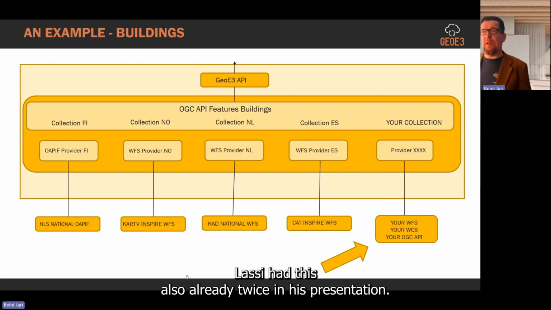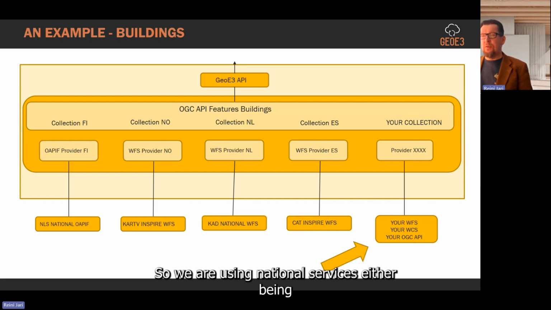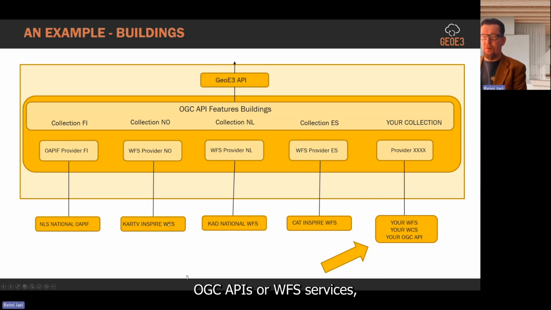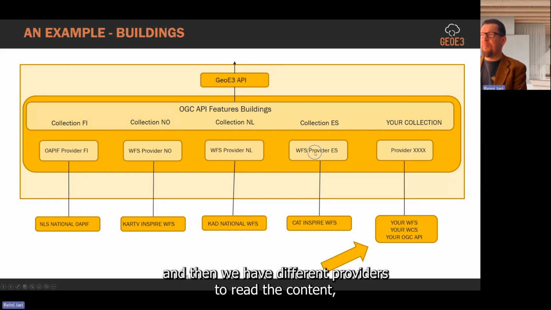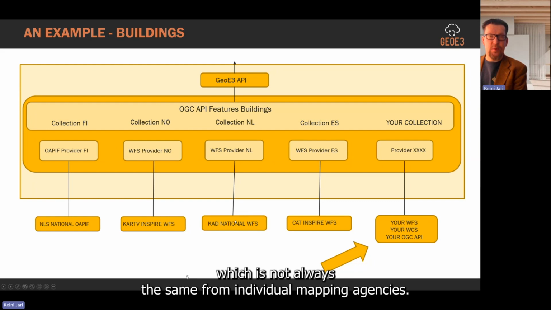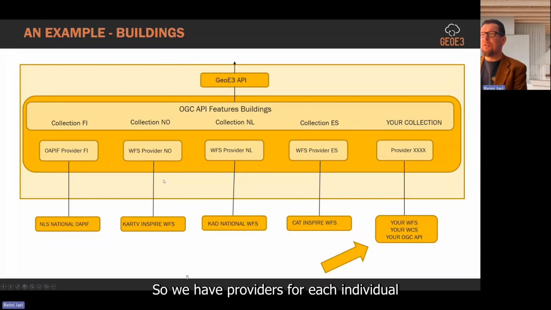So how to do it actually, Lassi had this also already twice in his presentation. So we are using national services, either being OGC APIs or OGC OWS services. And then we have different providers to read the content, which is not always the same from individual mapping agencies. So we have providers for each individual data provider. And here is the point. So we need your WFS, we need your WCS, or we need your OGC API.